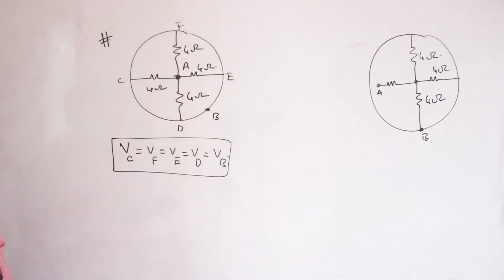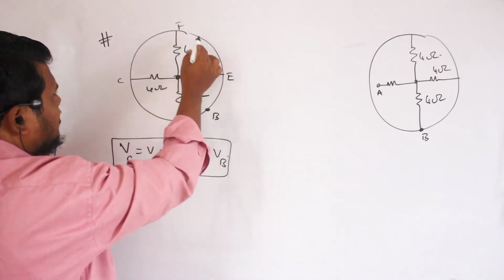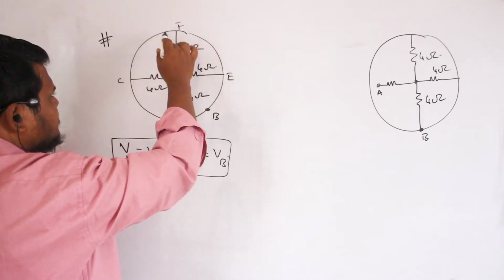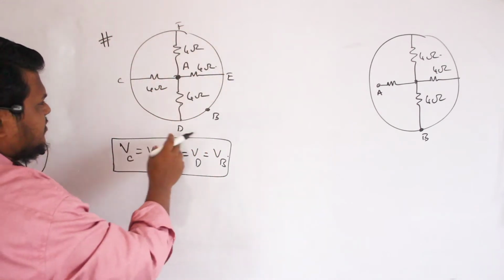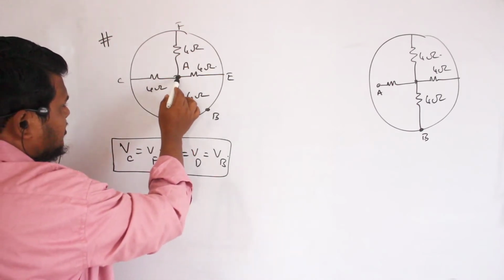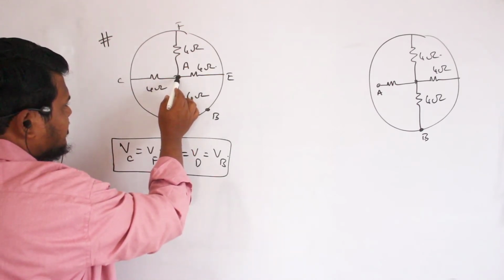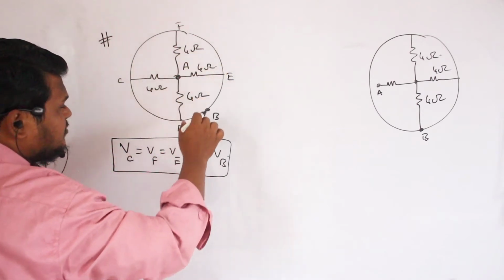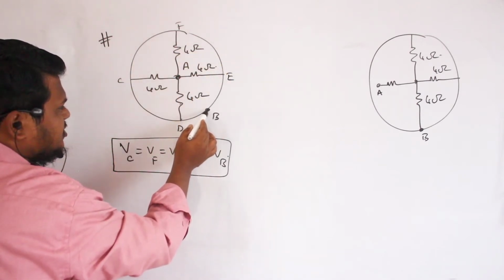Can I say or not? Definitely I can say, because in between all these points there is absolutely no resistance. Clear, no? It means definitely all these points are present at the same potential. So it means that one end of all the resistors is at a potential of A, and the other end of all the resistors is at a potential of B.